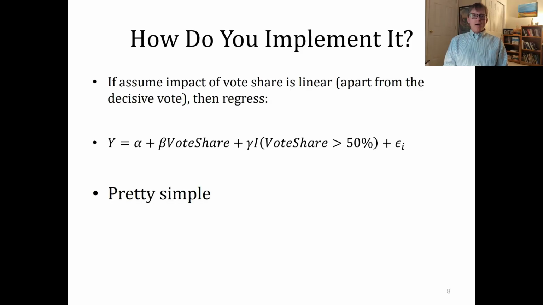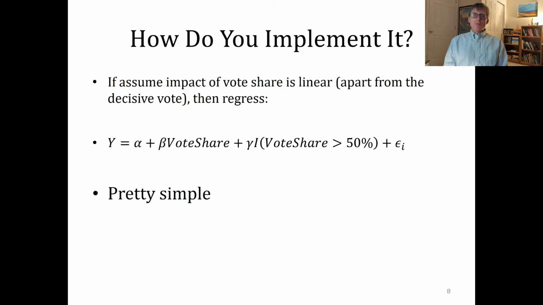So to do this, one could try using a simple or single regression if you're willing to assume that the slope is the same on both sides of the threshold. In this slide, you can see an example. Y is equal to alpha, a constant, plus beta times the vote share. The latter term accounts for how student outcomes change as a greater share of the population votes for it.